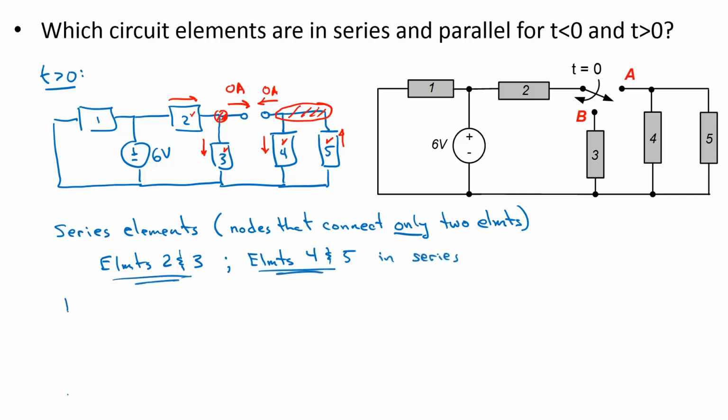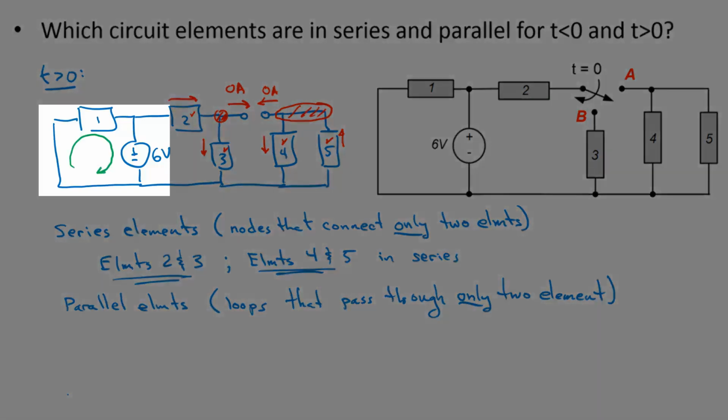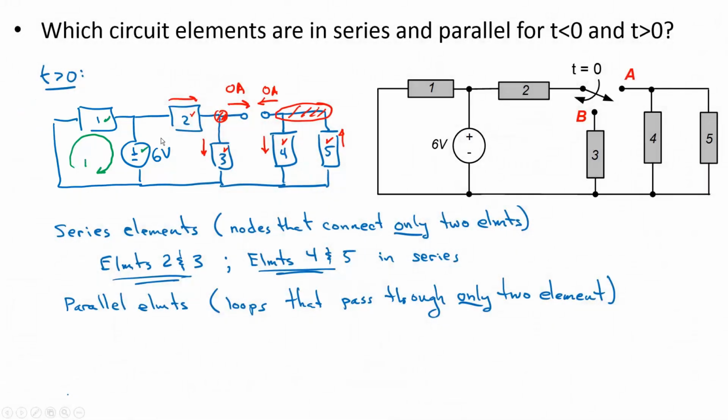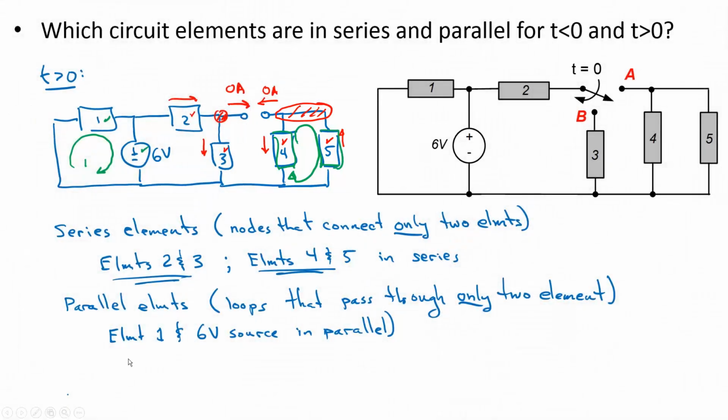Now let's look for parallel elements. As before, I'm looking for loops that go through only two elements. If I can create a loop that goes through only two elements, those two elements are in parallel. As with t less than 0, this loop only goes through element 1 and the 6-volt source. That means that element 1 and the 6-volt source are in parallel. If I loop over here, this loop also goes through only two elements, element 4 and element 5, which means that elements 4 and 5 are also in parallel.